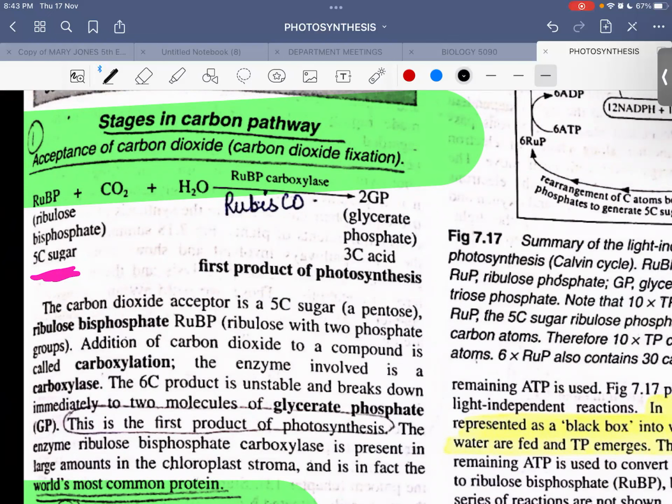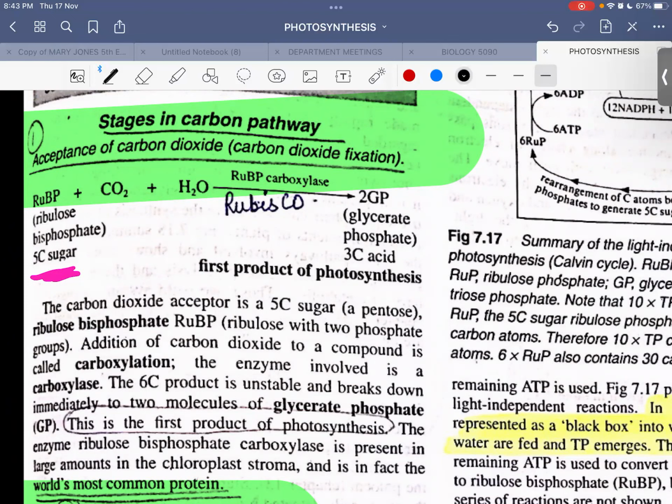And then we are forming... I need to know that enzyme, right? Yes, the name of the enzyme is Rubisco. You can call it Rubisco or you can call it RuBP carboxylase. The reason we are calling it carboxylase is because it's adding carbon dioxide. So we're using that enzyme to catalyze that reaction.